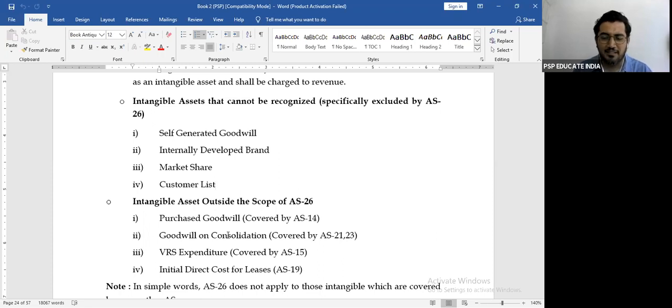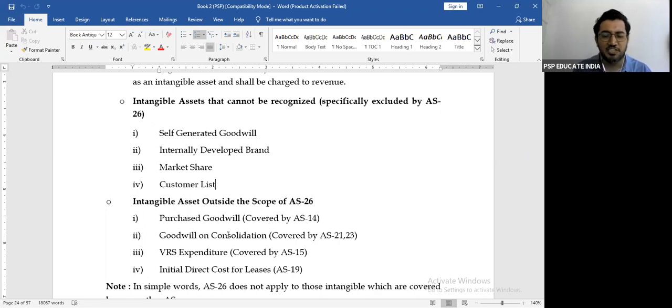As such, we began this accounting standard by understanding that AS-26 is a residuary accounting standard. If no accounting standard covers a concept, only then will AS-26 apply to it in terms of intangible assets. Right, okay, let's quickly understand intangible assets which are outside the scope of accounting standard 26. Meaning, these intangible assets cannot come under AS-26. Why? Because some other accounting standard is covering them.